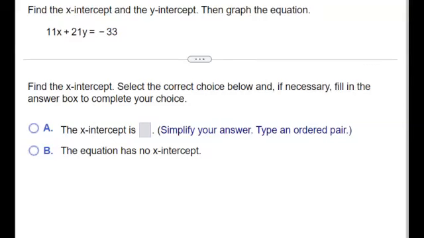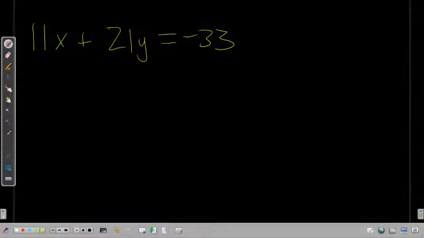Now on this one, they say that you'll find the x-intercept, the y-intercept, and then graph it. But it won't be a graph like the previous two questions. It'll just give you some pictures of graphs, and you will pick the correct one. Reason being is that this equation has an awkward slope. It's not an integer. So 11x plus 21y is minus 33.